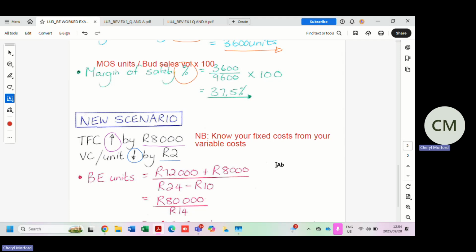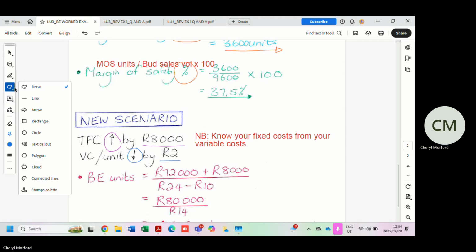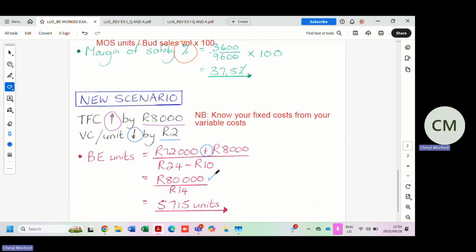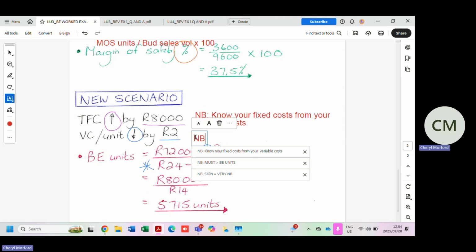So if we're going to have fixed cost increasing by 8,000, what are we going to do? We're going to take that 8,000 and add it to our initial 72,000, which gives us 80,000. Notice over here, because the variable cost has changed, what do we need? Let's do another NB. We must now go and find the new contribution margin per unit.